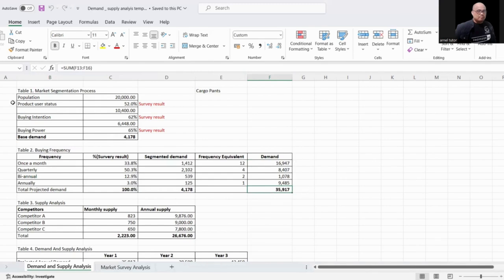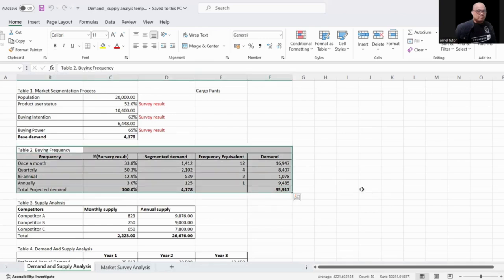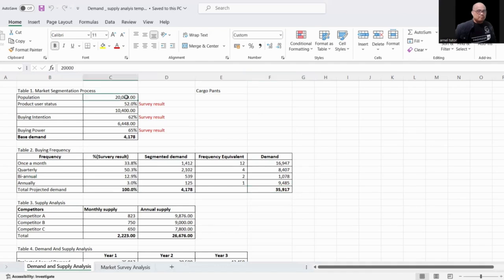There are questions whether, if we use the frequency table, the total projected annual demand will become bloated. That is actually a wrong statement. Why? Because it can only be bloated if you put an incorrect number of population.